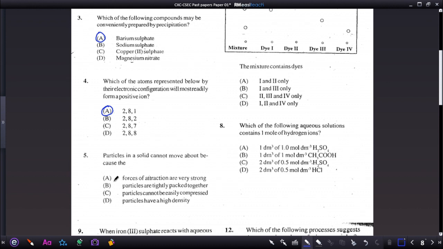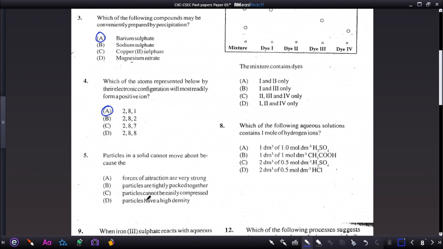Question 5. Particles in a solid cannot move about because the forces of attraction are very strong. So if you look at the sodium chloride lattice, and you see the attraction between the chloride ions and the sodium ions, and the amount of energy that it requires to break that bond, then you know that's one of the reasons why the solids are so fixed, right?